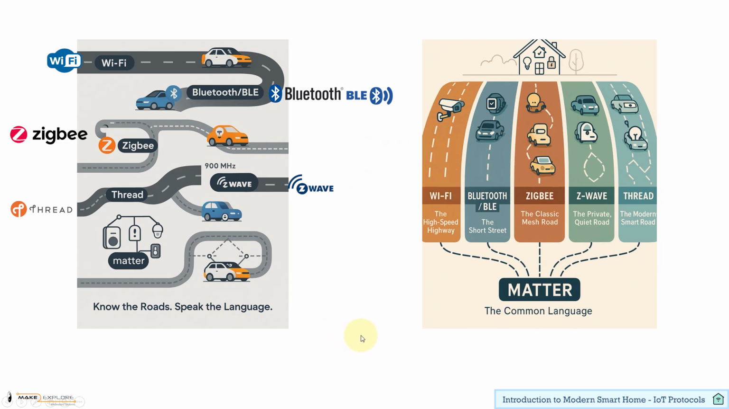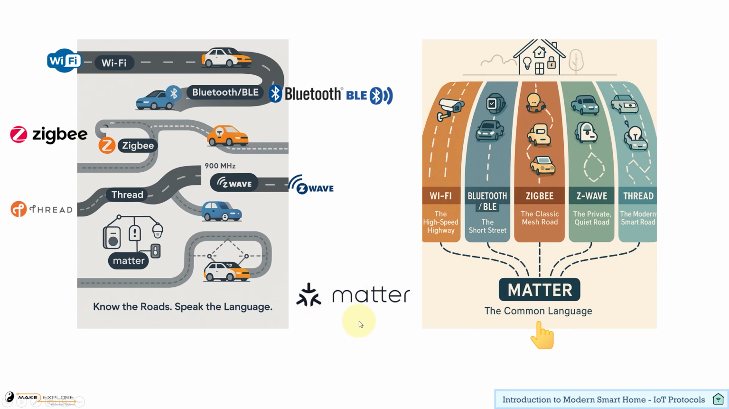But what about the language they speak? That's where Matter comes in. So in this scenario, Matter is the language spoken by the drivers. It ensures that smart devices, no matter who made them, understand each other perfectly.